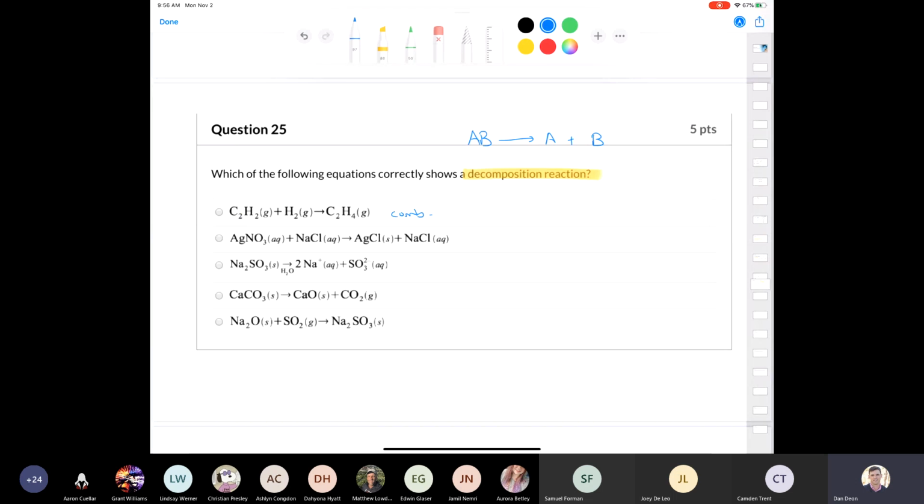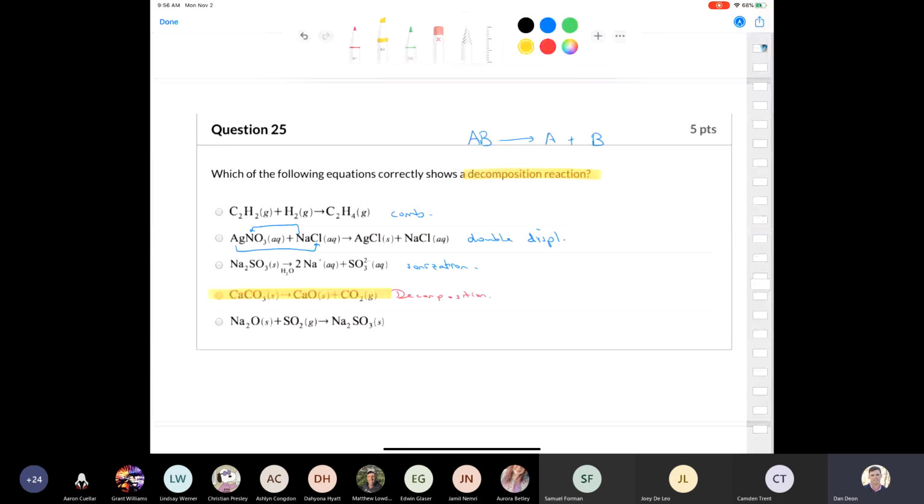The next one is a double displacement. You see that the cations and the anions are switching places. So this is a double displacement reaction. The next one is just showing the ionization of sodium sulfite into its ions. So this is just ionization. This isn't a reaction. The next one shows calcium carbonate decomposing to give us calcium oxide and carbon dioxide. So this is a decomposition reaction, and that is in fact the correct answer.